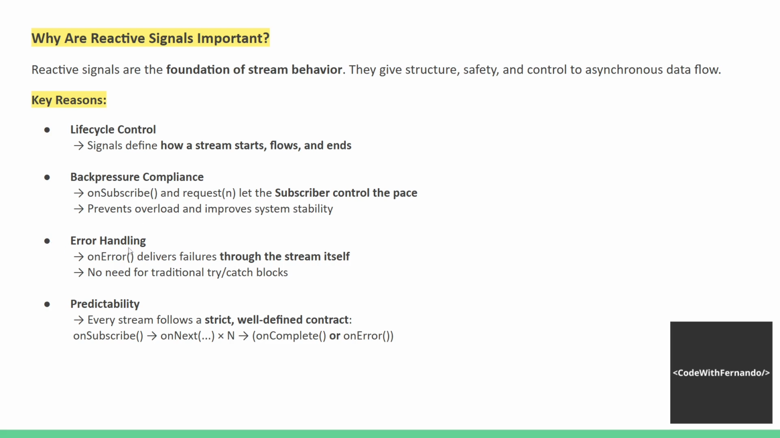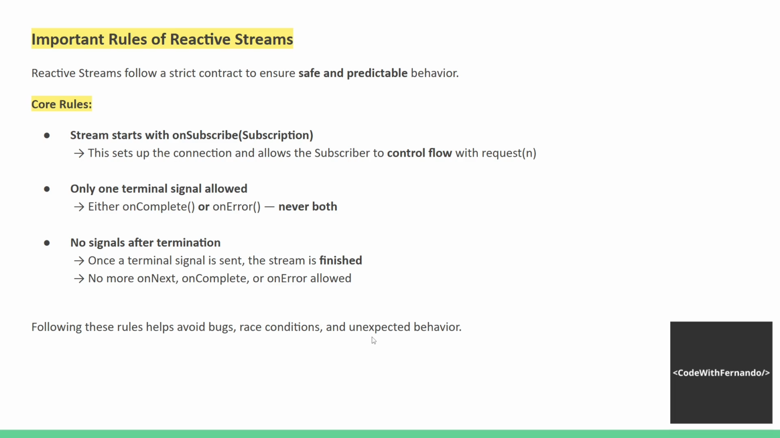Then we have error handling. On error delivers failures through the stream itself. No need for traditional try-catch blocks. In reactive programming we don't use try-catch blocks. Later we are going to see some examples of how to use on error. Then predictability: every stream follows a strict, well-defined contract. First we have on subscribe, on next, then on complete or on error.